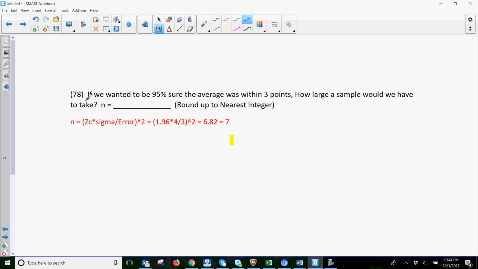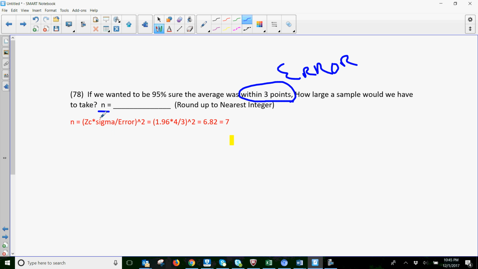And then here it says, if we wanted to be 95% sure the average was within 3 points. So notice within 3 points, this is the error. How large a sample would we have to take? So we're looking for n.